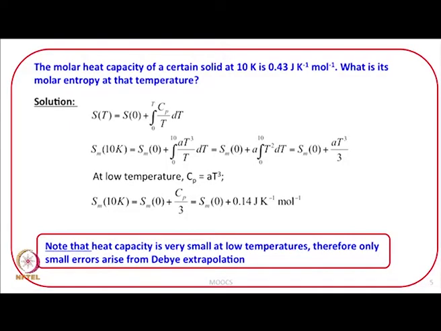There is a comment to be made here: since the heat capacity is very small, you see here heat capacity at 10 Kelvin is just 0.43 joules per Kelvin per mole. When you divide by 3, the contribution further goes down. That is why we mention here that heat capacity is very small at low temperature, therefore, only small errors arise from Debye extrapolation.